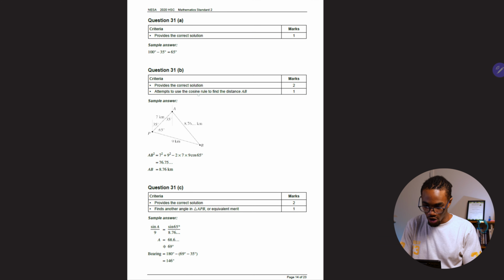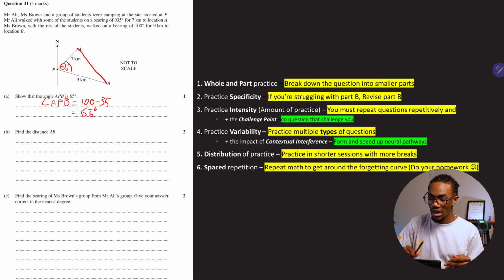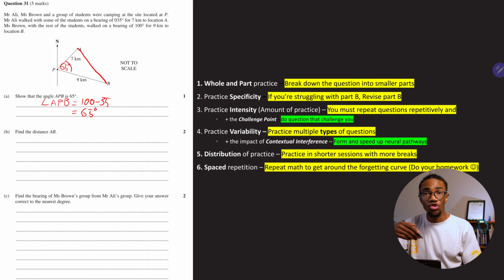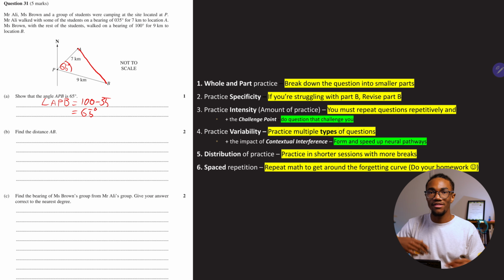If it doesn't, then have a look at what they used. They used the cosine rule to find distance AB. And so break it down. What's the next part? Go revise cosine rule. Spend time revising it. Do a whole heap of questions on it and do questions that challenge you. Do multiple types of questions so that they can form those neural pathways, and then practice in shorter sessions and repeats. Do your homework to get rid of that forgetting curve.